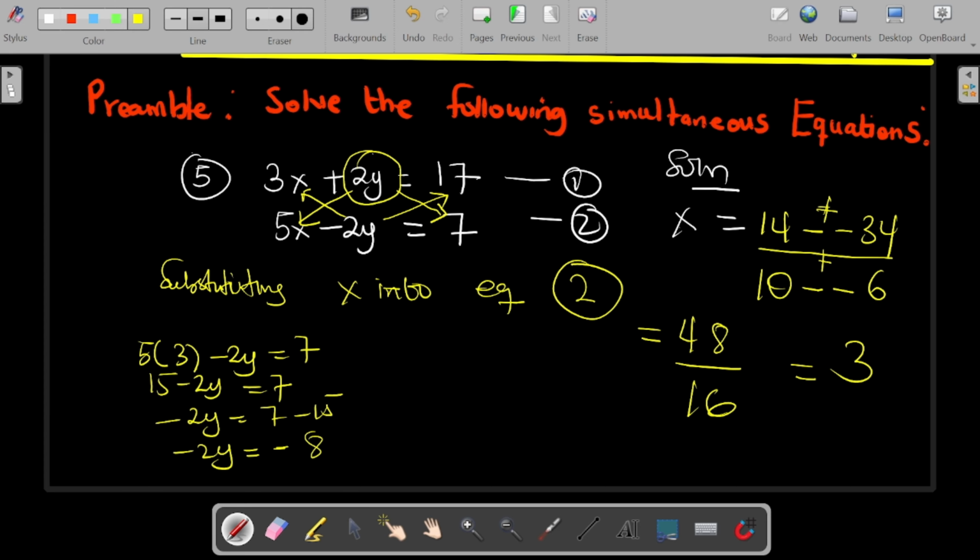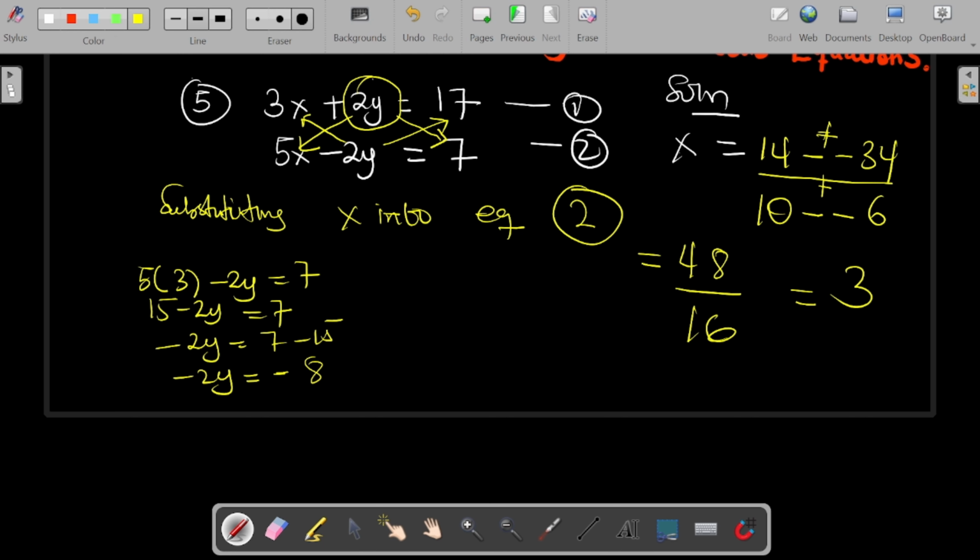Then from here we can divide both sides by negative 2. We can find an expression in y to be 4. So therefore we can see that our values of x and y are 3 and 4 respectively.